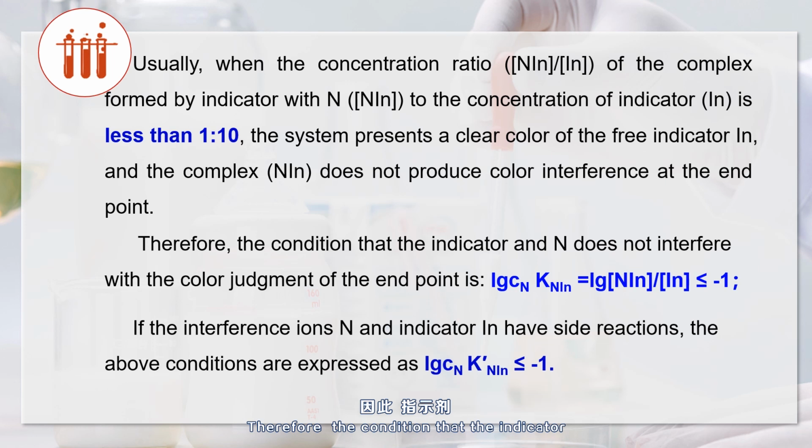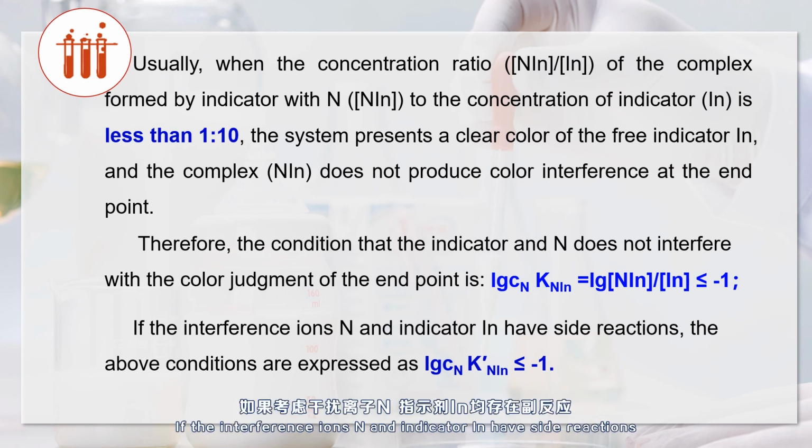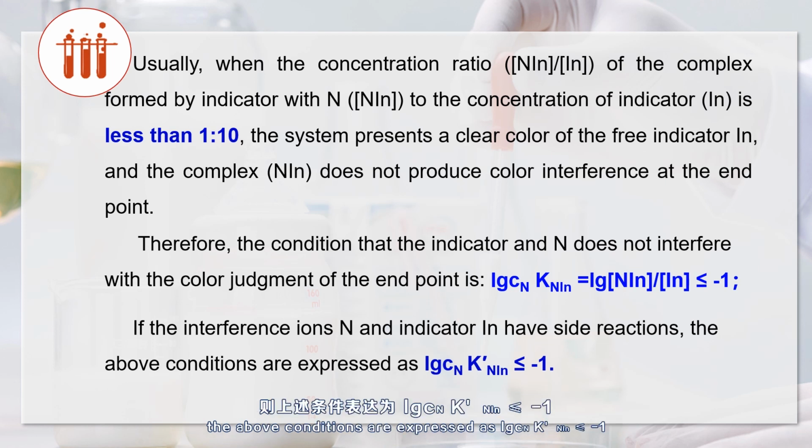Therefore, the condition that the indicator and N do not interfere with the color judgment of the end point is log C(N) K'(NIn) equal to log [NIn]/[In], equal to or less than -1. If the interfering ion N and indicator In have side reactions, the above condition is expressed as log C(N) K'(NIn) equal to or less than -1.